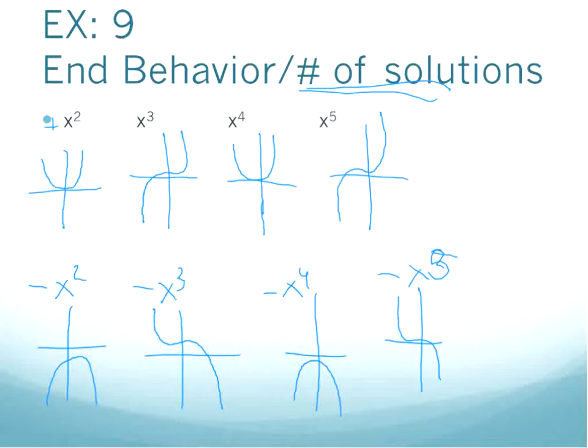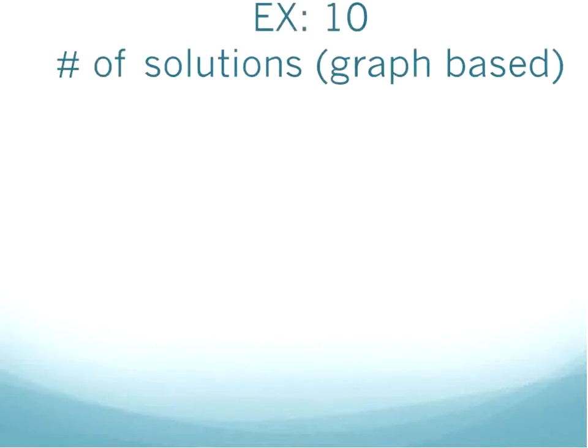And just a reminder, your number of solutions is always based on your highest exponent. So if I tell you that it's an x squared problem, how many solutions will it have? 2. If it's an x to the 5th, how many solutions will it have? 5. Good job. So your highest exponent will always tell you how many solutions you're going to have.